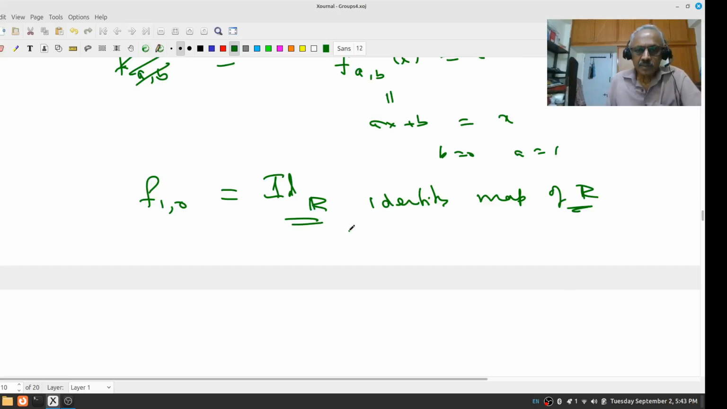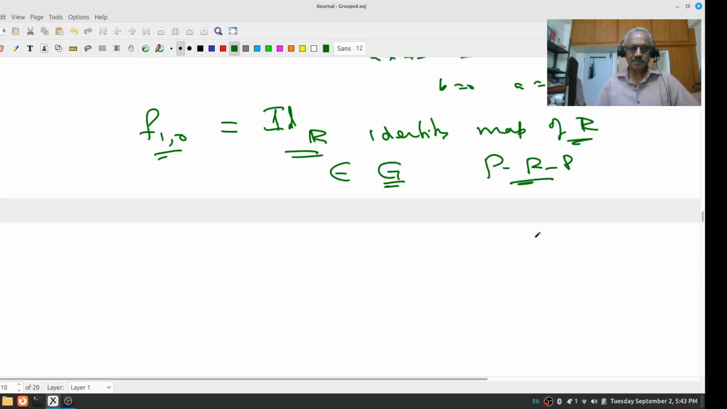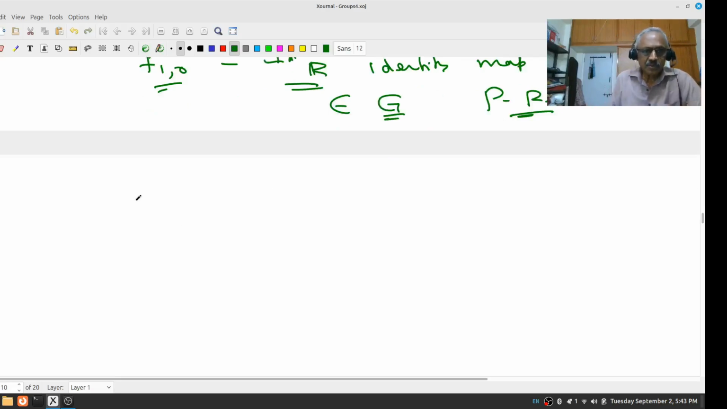Therefore, that identity map of R belongs to G because it's of the form f of (1, 0). Please understand, this is a subtle point. These are the things which will make you happy with abstract thinking. For bijections, the identity map is the identity for the binary operation. But we are looking at the ax plus b group. Therefore, my identity map should be an element of the ax plus b group. That means I have to find what is a, what is b. Have I done it? Yes. A is 1, b is 0. Okay, very good.